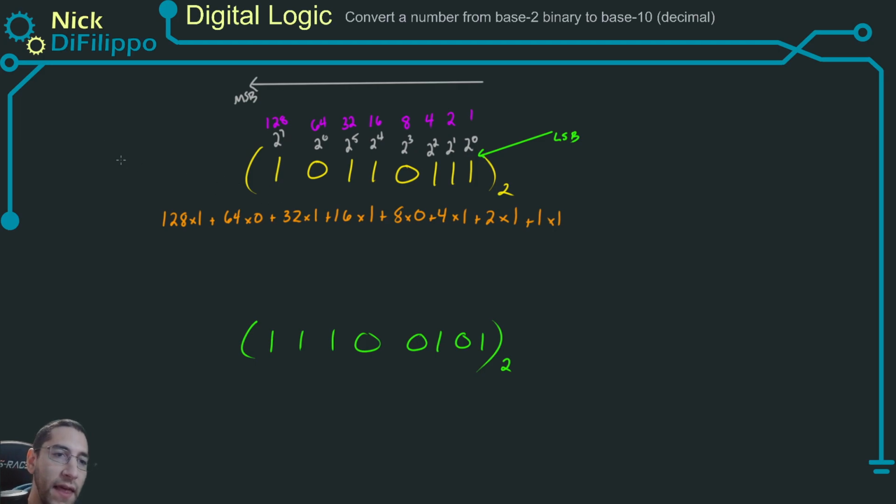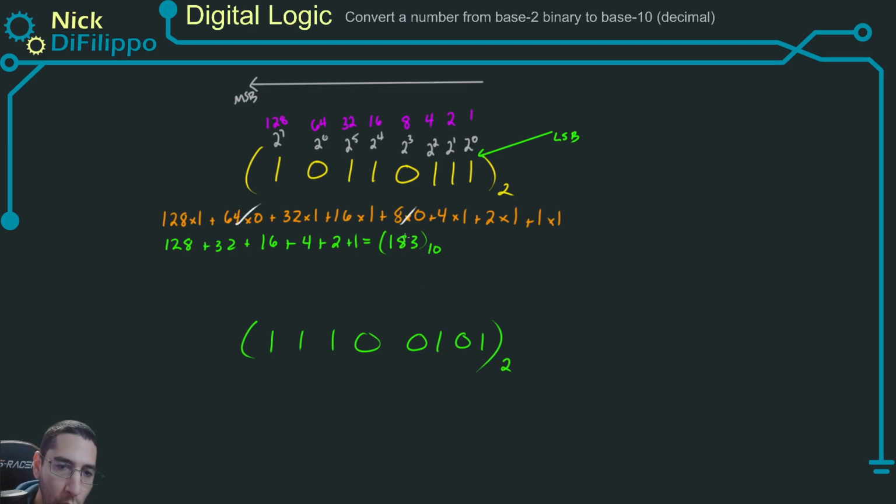And if we simplify that right away, we see that anything with a 0 just goes away. And we have 128 plus 32 plus 16 plus 4 plus 2 plus 1. Now, if we add up all of these numbers, we get 3, 7, 23, 55, 183. So this binary value is 183 as a decimal, or base 10.